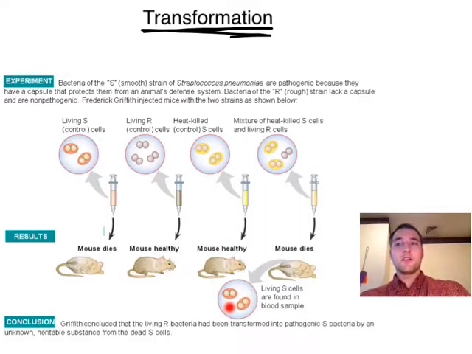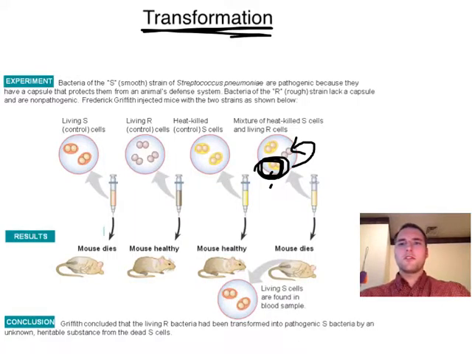Okay, and so the question becomes, how in the world did you get living, smooth cells from a combination of dead smooth and living rough cells? The idea that Griffith put together was this term, transformation: that somehow information is getting from these dead smooth ones into the rough cells. They call that transformation.